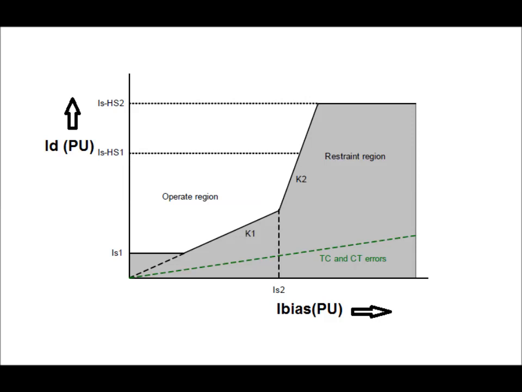Micom P643 has dual slope characteristics as shown in this figure. Initially, for the range of I bias from 0 to IS1 by K1, the differential current ID must be greater than IS1 to go into the operating region. After that, it has a slope of K1 up to a value of IS2, and beyond IS2 it has a slope of K2, and it has a high set value as shown in this diagram.